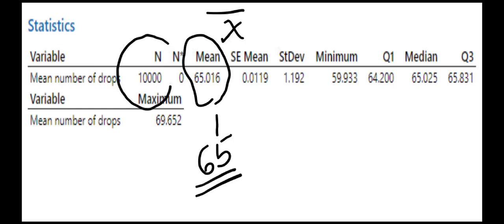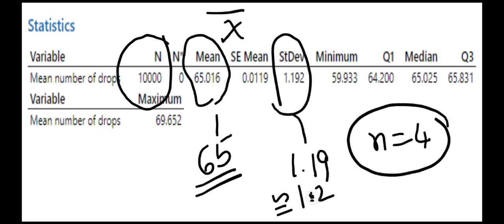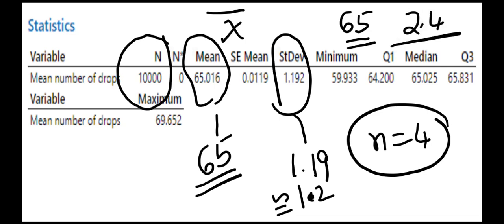Of course, we have 10,000 samples out of many more that are possible. And the standard deviation is 1.19, or about 1.2. So when we took the samples of size 4, what it did was cut down this measure of variability, or dispersion, into half, because the original had the same mean, but the standard deviation was 2.4.